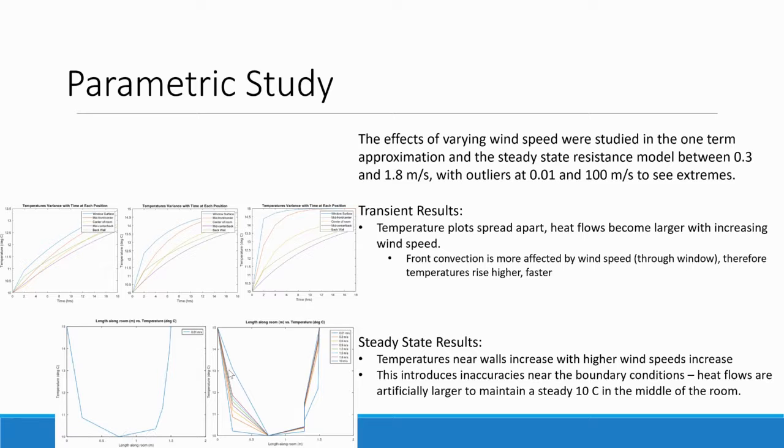Our steady state results are that temperatures near the walls increase with higher wind speeds, but this introduces inaccuracies near the boundary conditions. For example, an artificially large heat flow is needed with a high wind speed to maintain the 10 degrees Celsius in the middle of the room, whereas it's much lower with lower wind speeds, meaning this model is more effective for lower wind speeds.